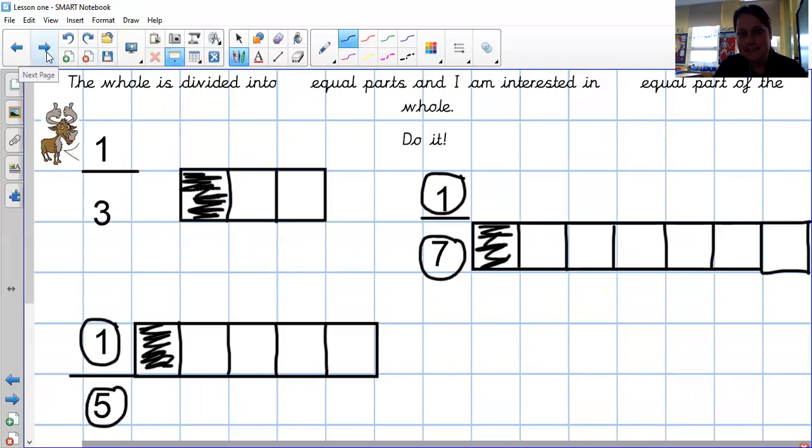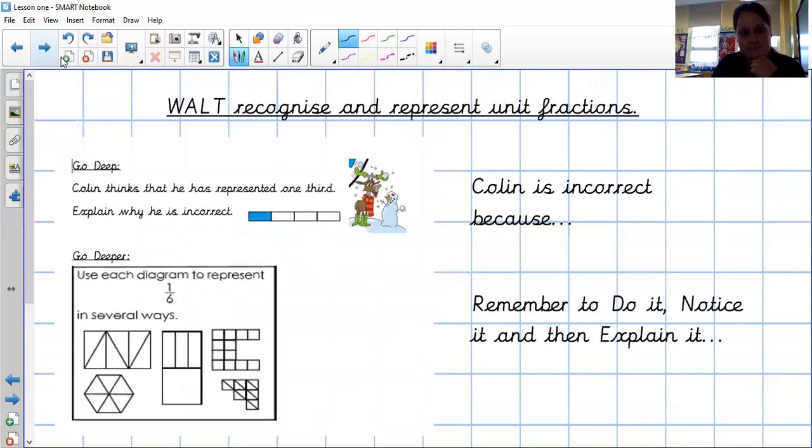Okay, if you didn't get those right and you just feel like you need some extra practice, which is absolutely fine, then on your maths worksheet, which was posted on your class dojo, you will find just a couple of extra do-it questions. So you've got 1/9, 1/10 and 1/6 to try and represent using the bar model. So you can have an extra practice at this if you feel like you need to. Okay, if you feel like you're okay and you're ready to go a step further, then you will find a go deep and a go deeper activity.